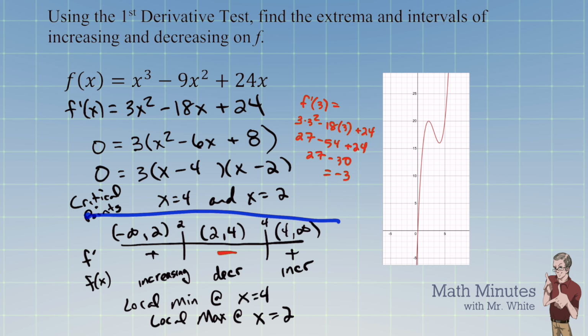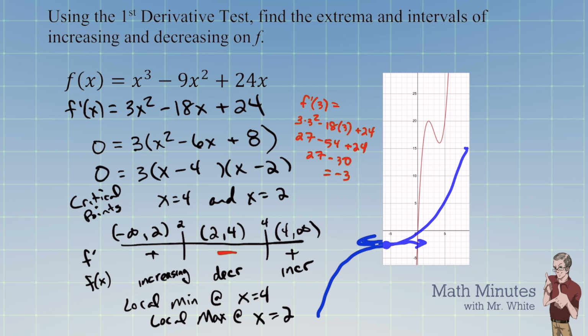Now, it is entirely possible that our critical points could have been sort of fake-out points where we might have had a positive here. That can happen if the function is continually increasing, but just momentarily, maybe it goes horizontal. Okay, that can happen sometimes. So don't always assume it's going to alternate plus minus in your table.